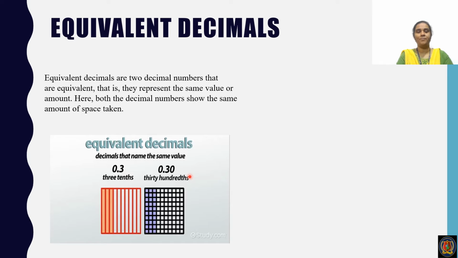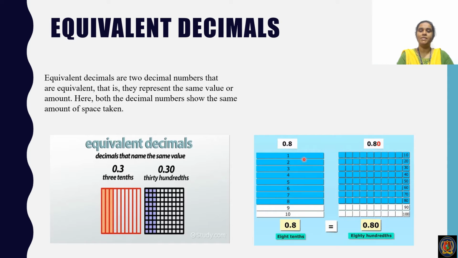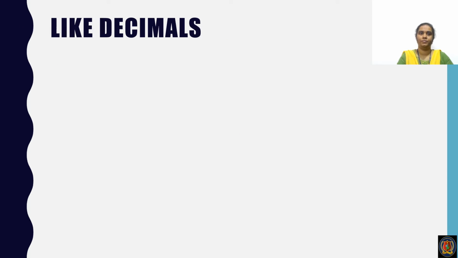It is the same. We'll see one more example, 0.8 and 0.80. So 0.8 is 8 tenths and 0.80 is 80 hundredths. They have the same amount, same value. So 0.8 is equal to 0.80. So adding 0 at the end doesn't change the value. They both are the same. 0.8 and 0.80 are said to be equivalent decimals.